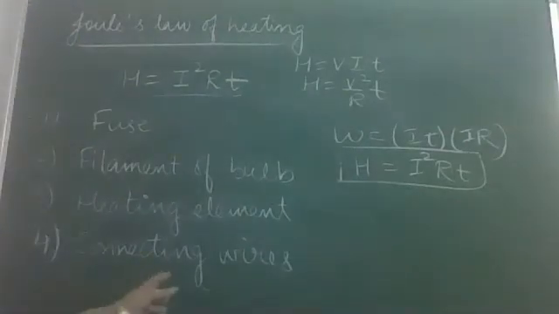Fourth application is connecting wires. They are made up of a good conductor like copper. What is the reason? Again, you can say it is a good conductor, so its resistance is very small. Because of small resistance, H is also small. Heat is directly proportional to resistance. So because of small heat produced, we won't get injured, because we often come in contact with connecting wires. So this is the reason.